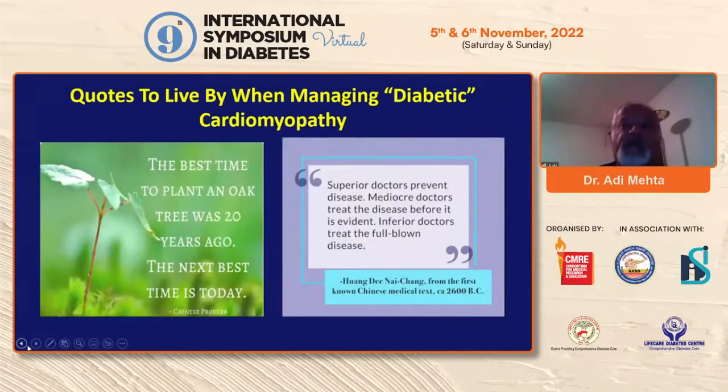Remember these two quotes from these Chinese people. The best time to plant an oak tree is 20 years ago. The second best time is now. And that's what we're doing. We're not planting the tree 20 years ago when the whole thing starts. We're trying to fix it now. And please remember, superior doctors prevent disease. Mediocre doctors treat the disease before it is evident, and inferior doctors treat the full-blown disease. We don't want to be inferior doctors.